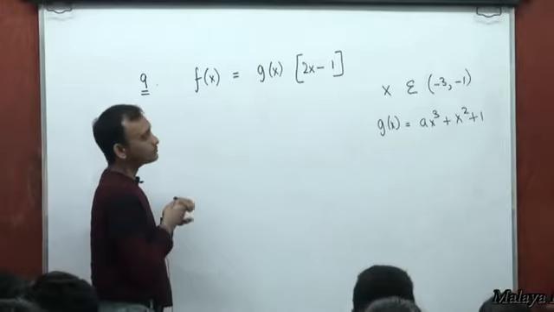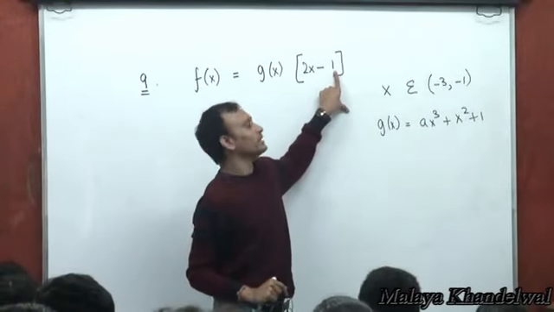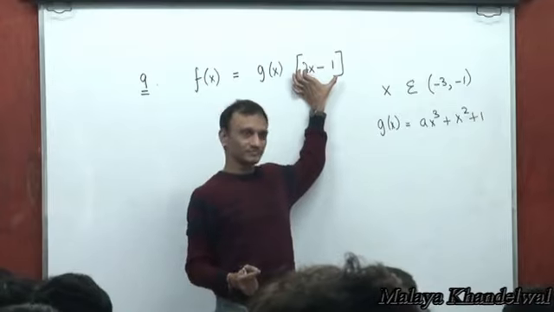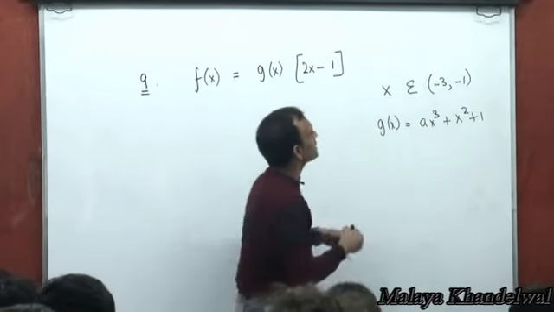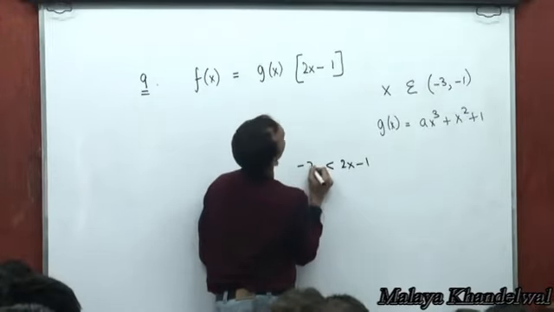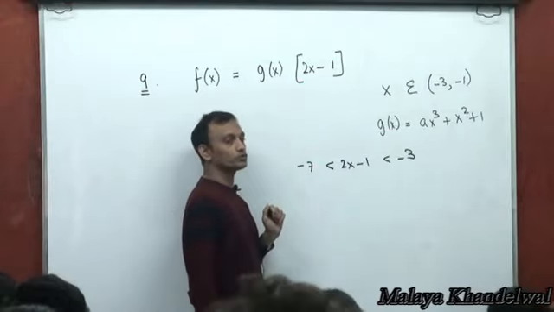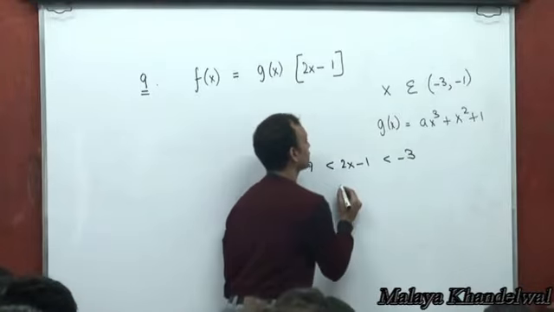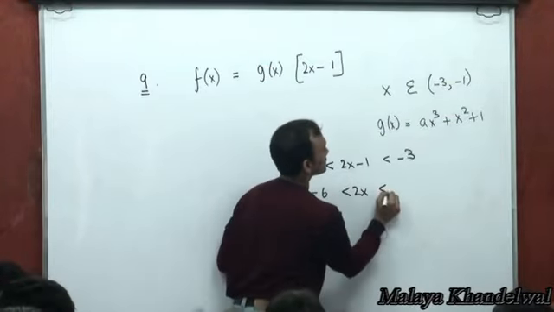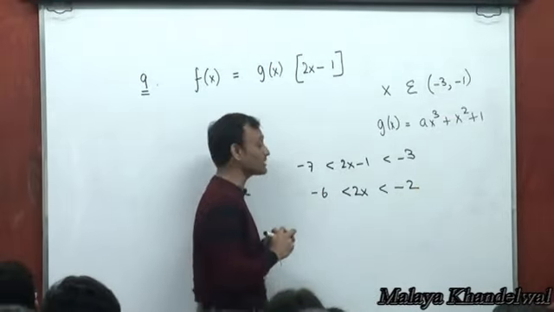Now, realize that box of 2x minus 1 would be discontinuous at all those values of x for which 2x minus 1 is an integer, right? Now, when x lies between minus 3 and minus 1, 2x minus 1 lies between minus 7 and minus 3. Yes or no? That means 2x lies between minus 6 and minus 2.